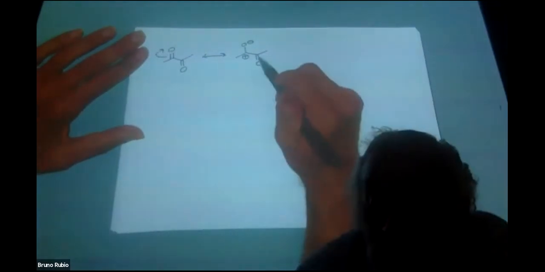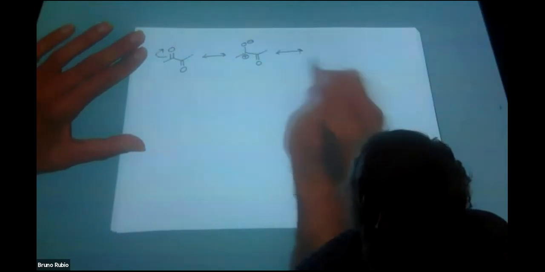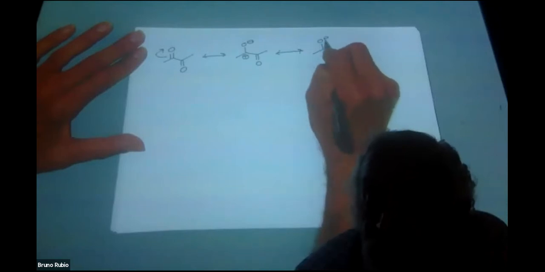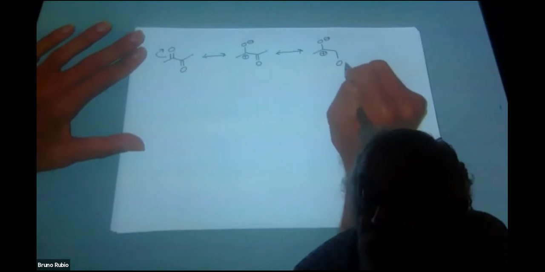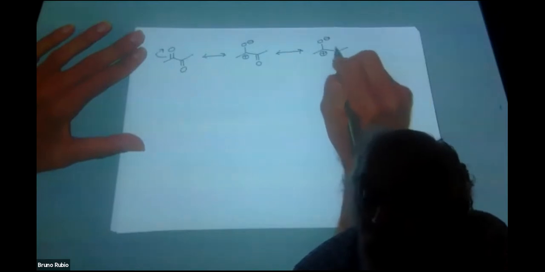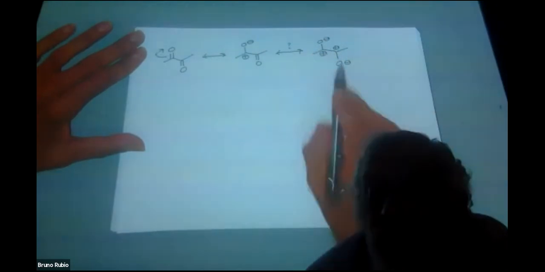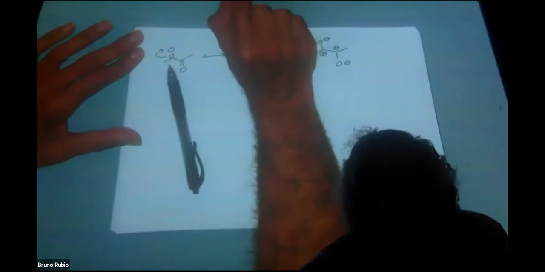But now here's another carbonyl. There's another carbon-oxygen double bond, and I like to charge separate a carbon-oxygen double bond a lot, right? And so I'm going to come up with this other resonance structure, but this one is terribly wrong. What's wrong? Tell me in the chat.